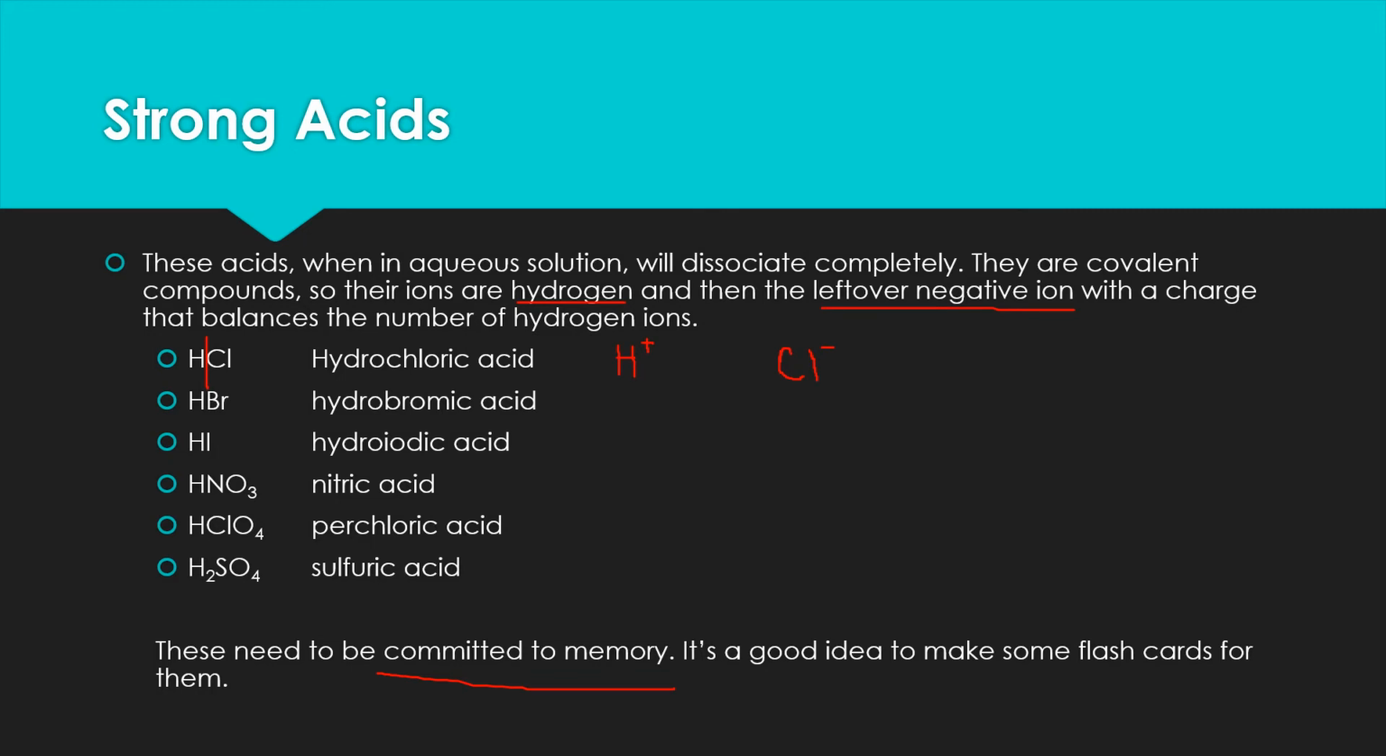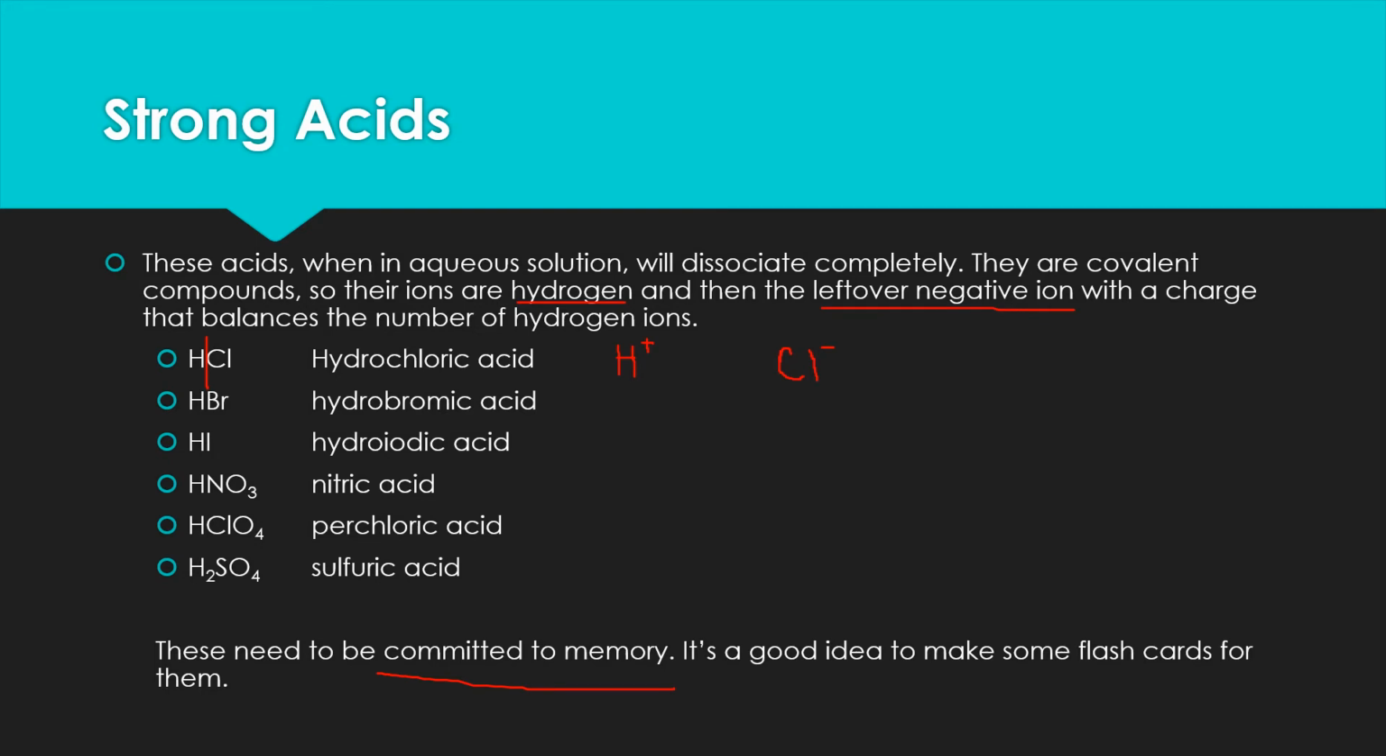You need to know your 6 strong acids. All right, 3 of them are pretty straightforward. Our 3 halogens, chlorine, bromine, iodine, throw a hydrogen on them. We've got nitric acid, perchloric acid, sulfuric acid. So we've got to know these.